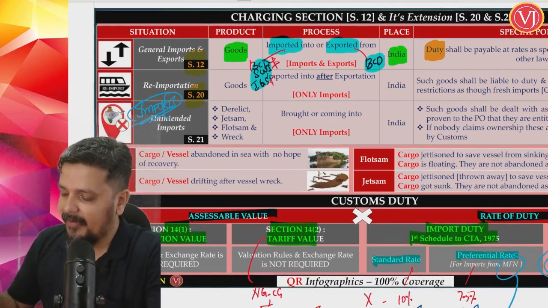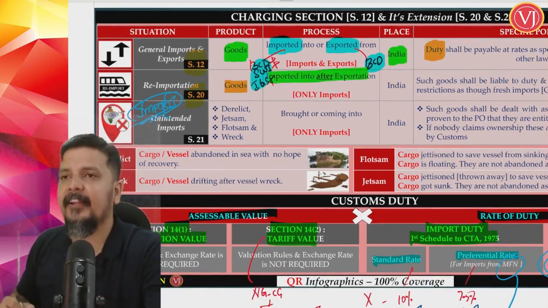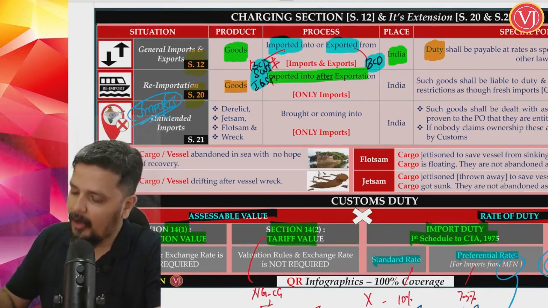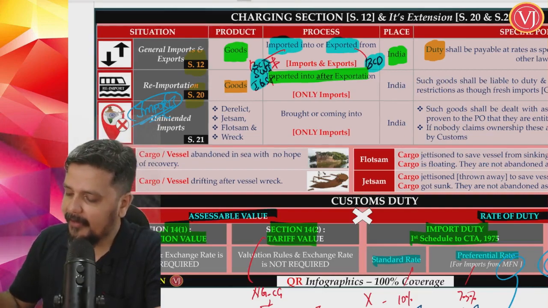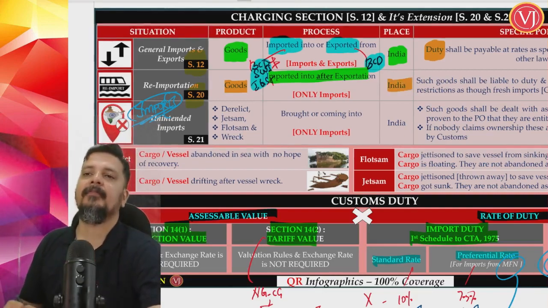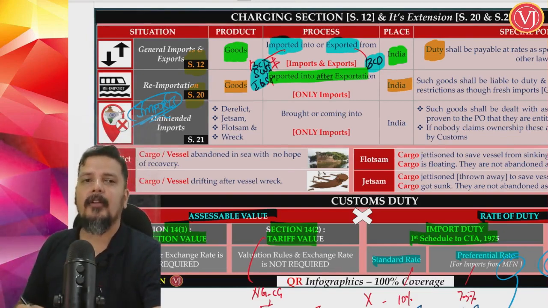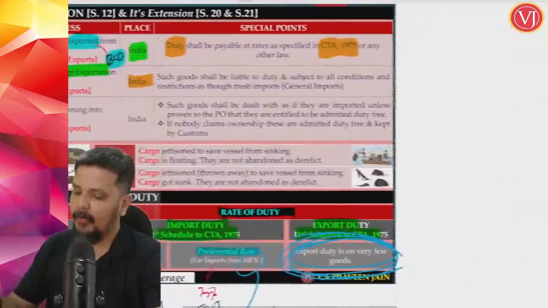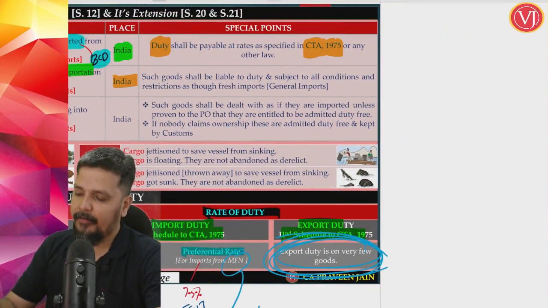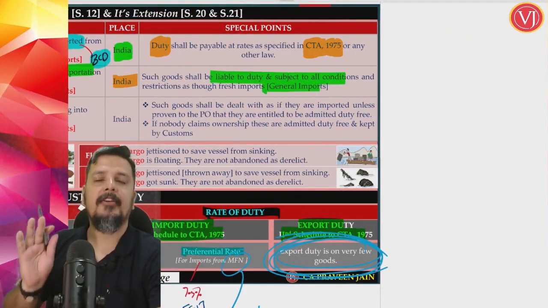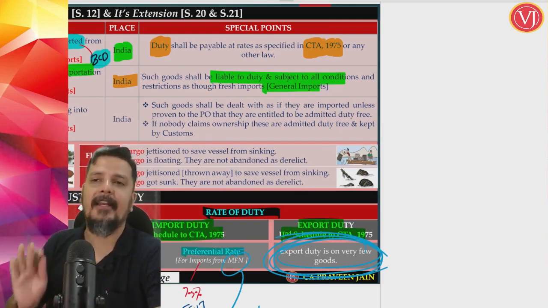Reimportation. What is happening? The goods are re-imported after exportation. You exported it, now you are bringing it back. So that is re-importation of goods in India. There was an export, again there is an import. They are trying to clarify that though it is re-importation, we are going to charge customs duty. It will be treated as new imports, fresh imports. We will not give them any relaxation.